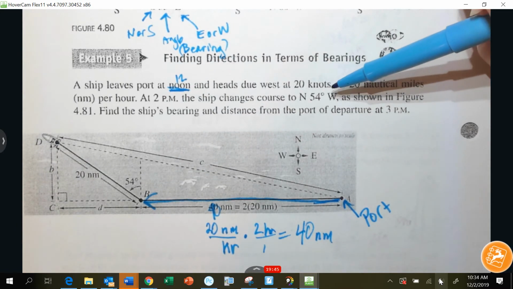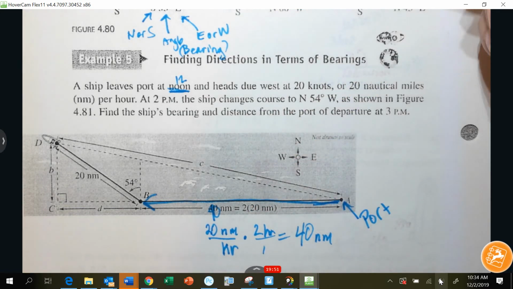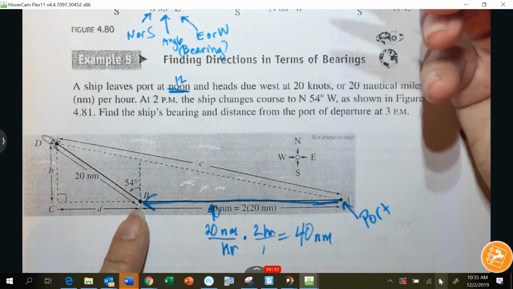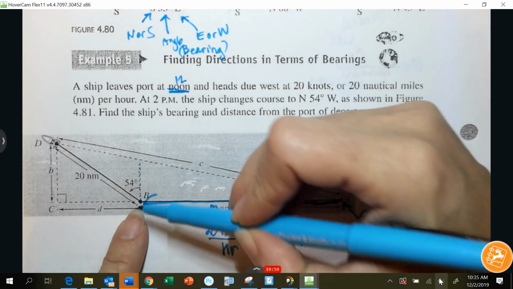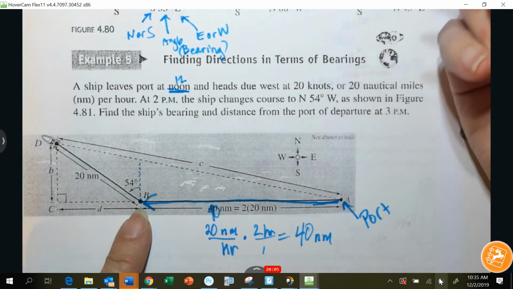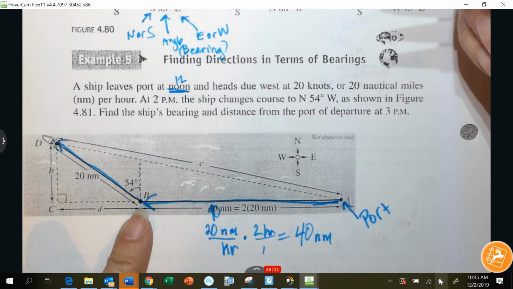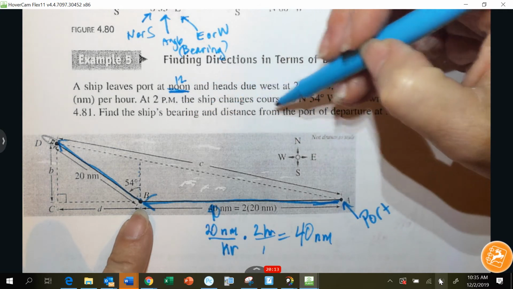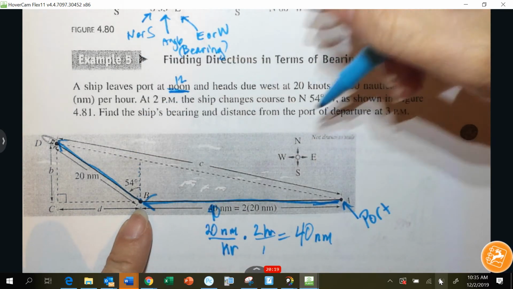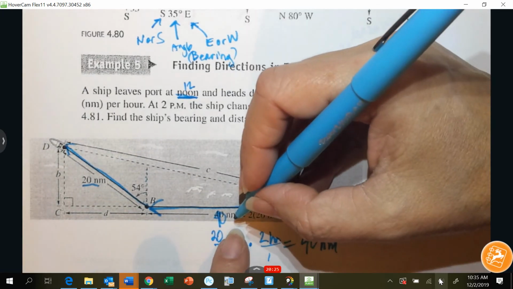Now it changed course to north 54 degrees west, as shown in the figure. So you see right here how it has this north drawn in, but it's not going north. But from here, we're looking at north, and then from straight up north 54 degrees to the west, that's the angle at which the ship is traveling now. Find the ship's bearing and distance from the port of departure at 3 p.m. So that's telling me that it has traveled more nautical miles. So this one's 20 long, this one's 40 long.